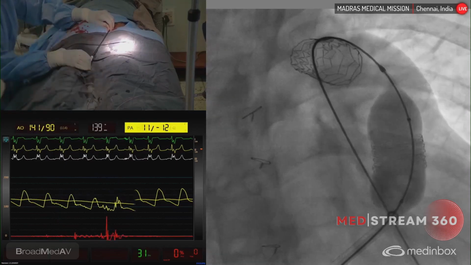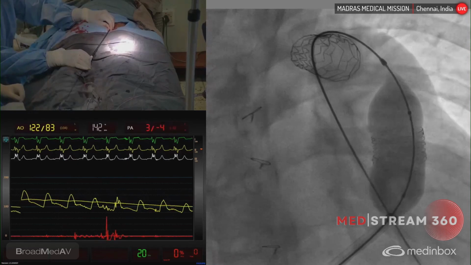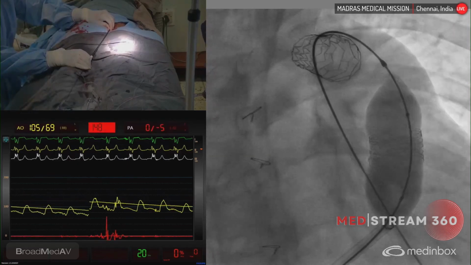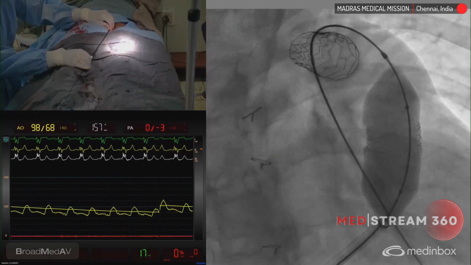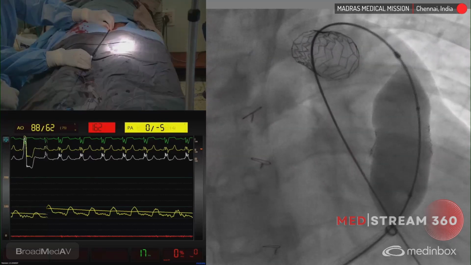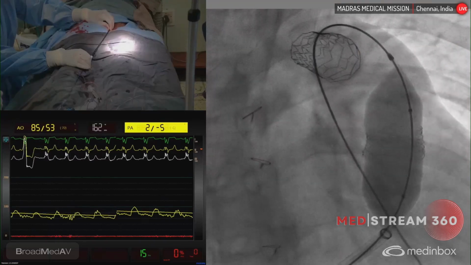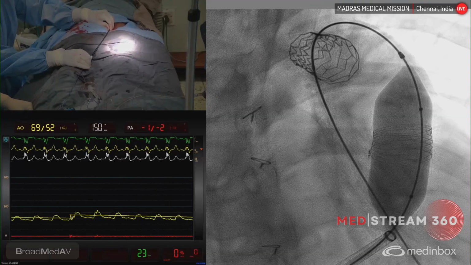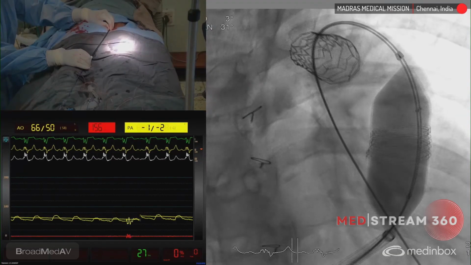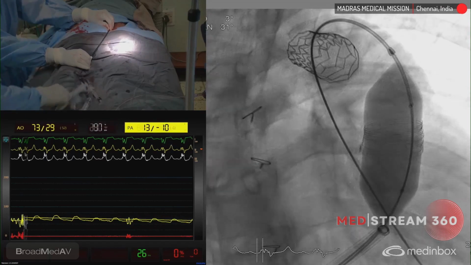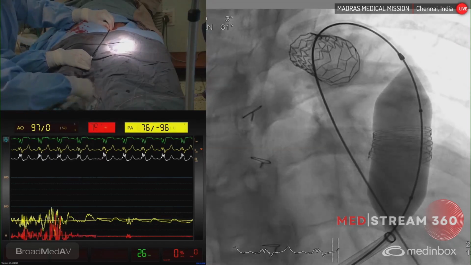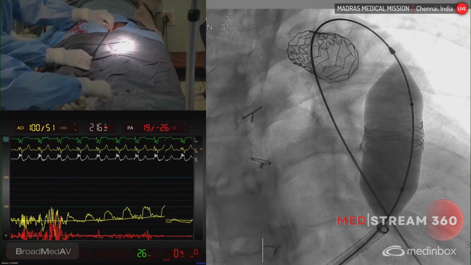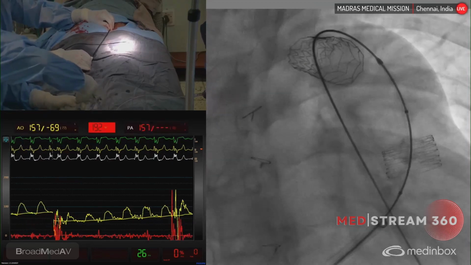Yes, Pramod. Go to 14 atmospheres. 2, 4, 6, 8, 10, 12, 13, 14. That's enough, I think. Okay, we have significantly foreshortened. We can deflate now. The blood pressure is very low because of the full inflation.